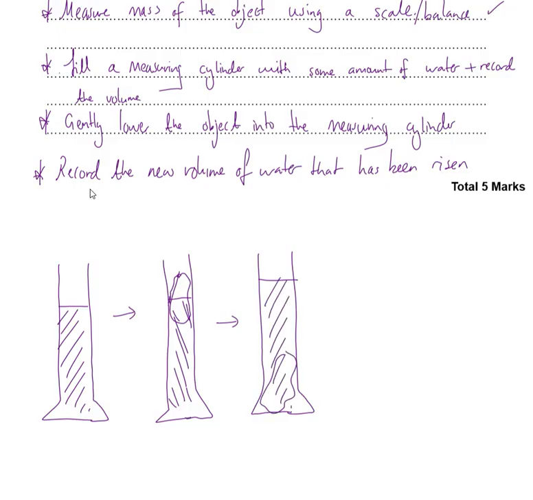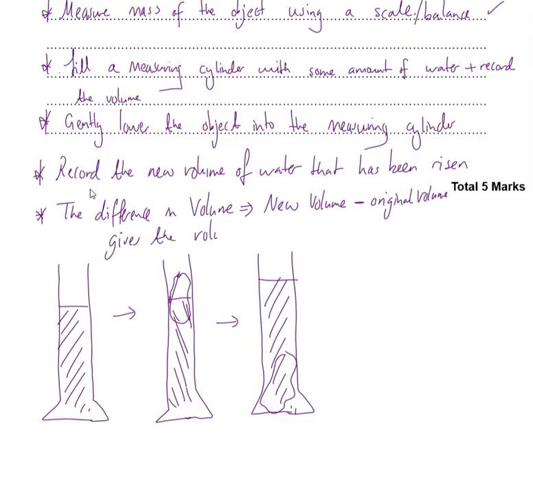Now the volume has increased. So what we need to do is the following. The difference in the volume is equal to the new volume minus the original volume, which gives the volume of the object. And that's how we know the volume of the object.